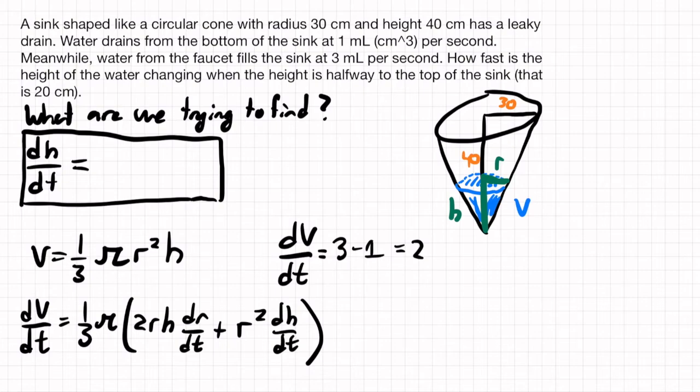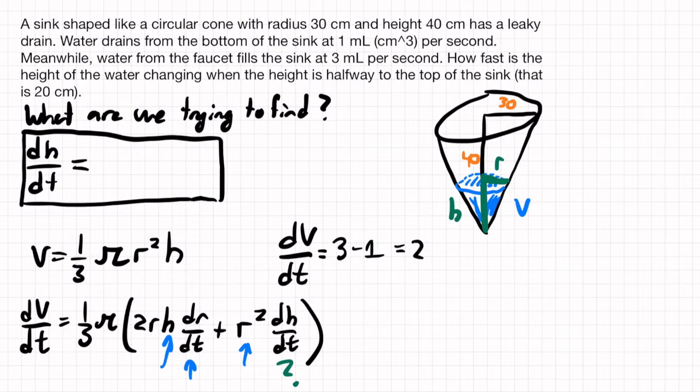Okay, now that we've done that, we have an equation that we want. We have a value for dV dt. We want to find dH dt. So now all we need is a value for r, dr dt, and h. Based on this equation here, we have a sort of roadmap of what we need to do. We need to find all of these things.